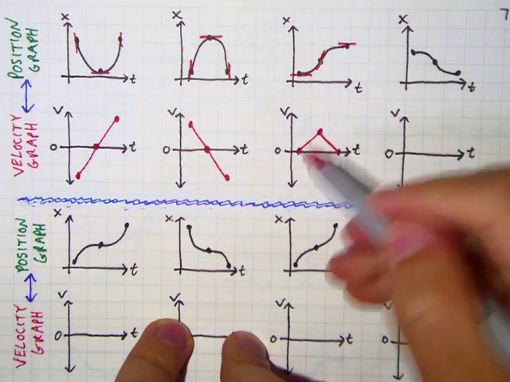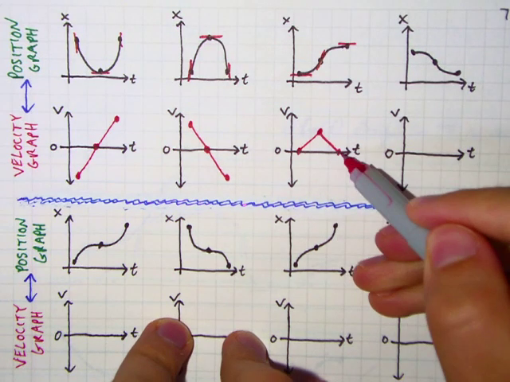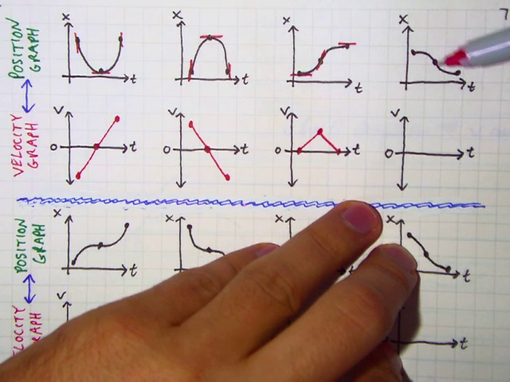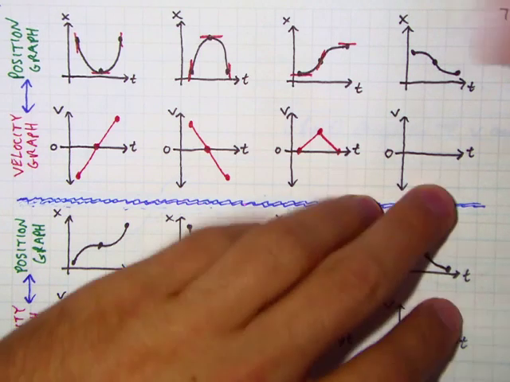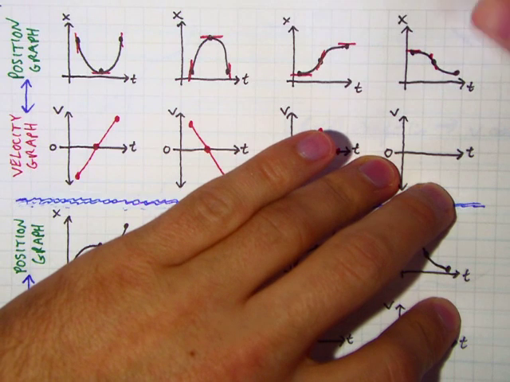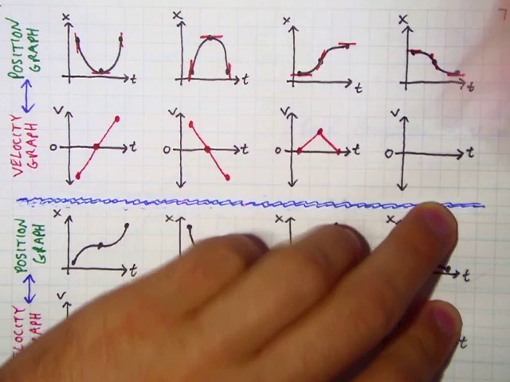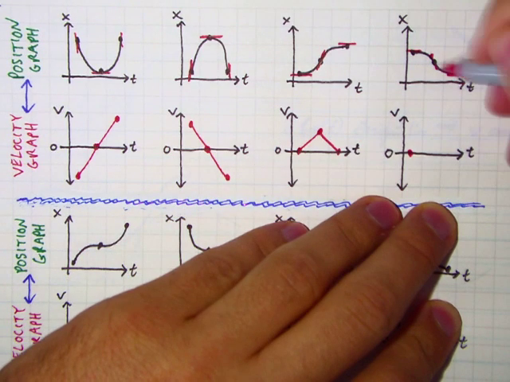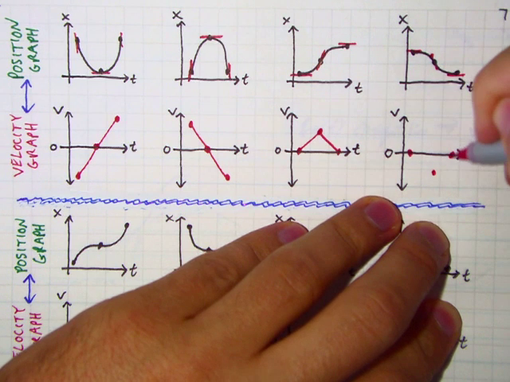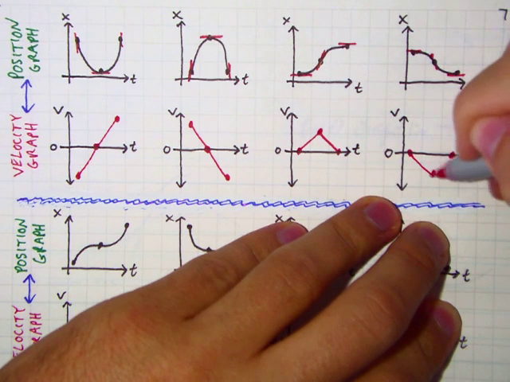Started at rest, then moved in the positive direction, then came to rest again. Here we start from rest, but we're moving in the negative direction and coming to rest again. So rest at the beginning, moving in the negative direction, negative slope, and rest again. So rest at the beginning, then we're moving in the negative direction, so we have a negative velocity, and then rest at the end, zero velocity.